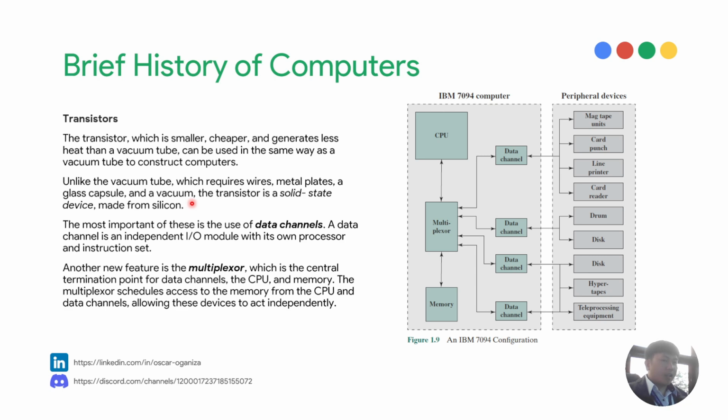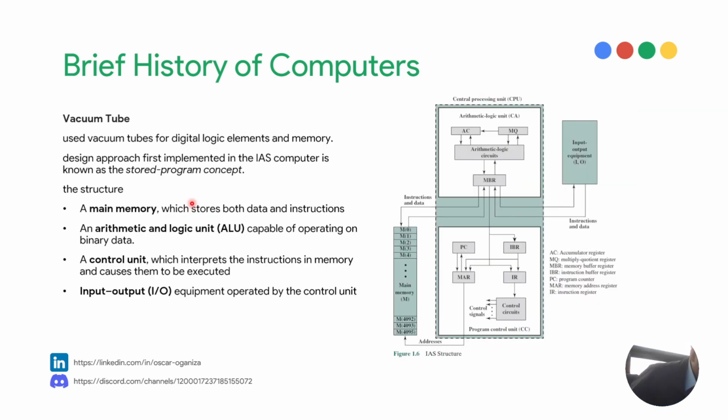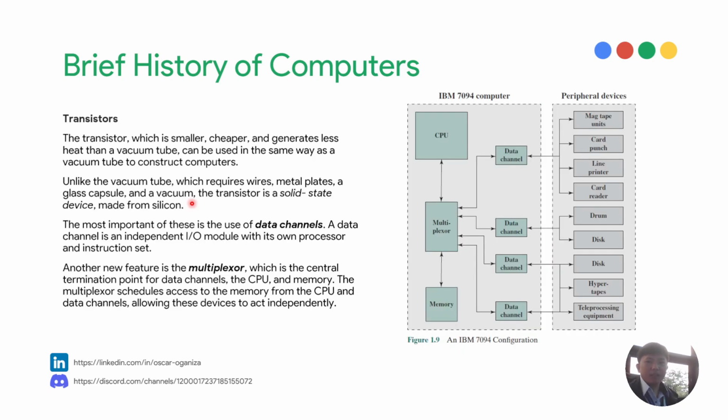So here in transistors, in the second generation of computers, instead of vacuum tubes, they use transistors. The transistor is used because it is smaller, cheaper, and its heat dissipation is lower, unlike the vacuum tube. At the same time, the good thing about transistors is that you now have different data channels. The new feature in transistors is the multiplexer, a central termination point for data channels. Later on, we will elaborate on what a multiplexer is and what a data channel is. But again, the idea here is that transistors are smaller, cheaper, and generate less heat than a vacuum tube.